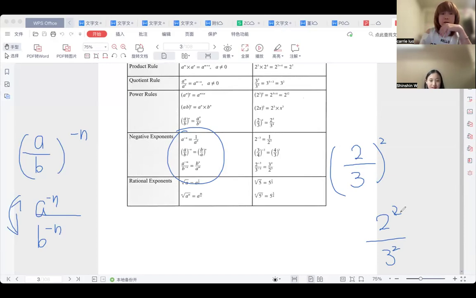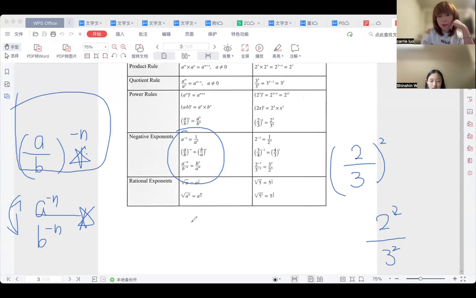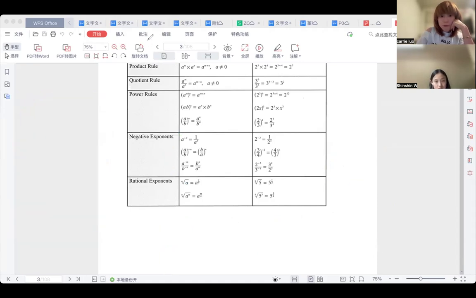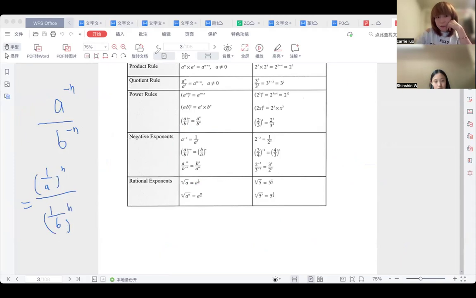Okay, so sometimes if you prefer this one, you can do this one. I prefer this one because if you have a over b power negative n, you can just do b over a power n. Correct? I don't want to do a over b power negative n, because then you have 1 over a^n and 1 over b^n, and a fraction over fraction is going to be more complicated. Get it?